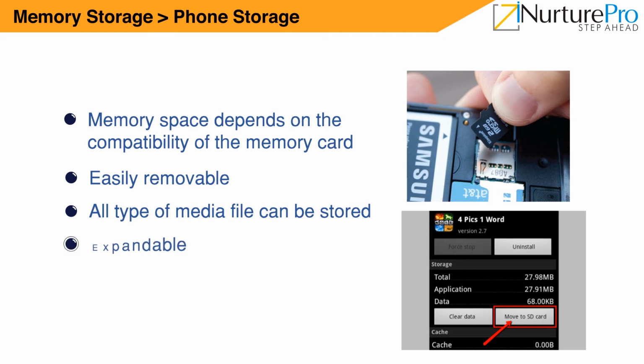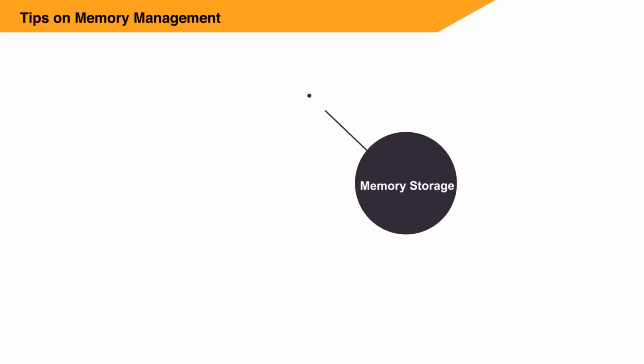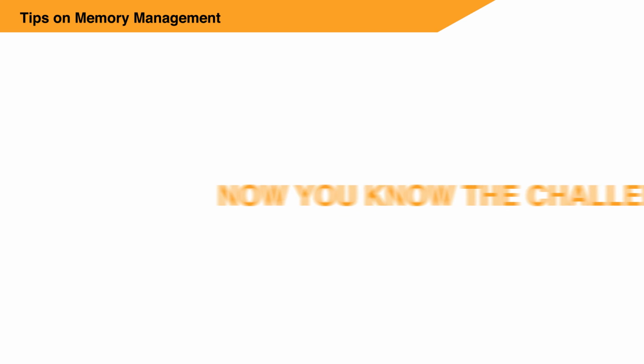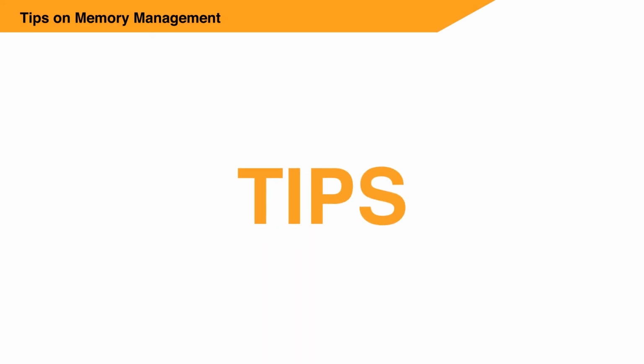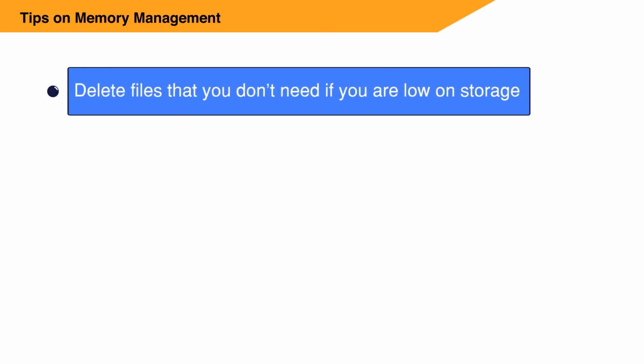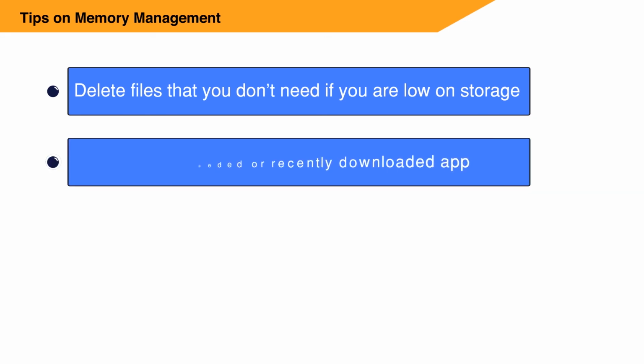So far we have learnt about types of memory and types of memory storage. We are now aware of the challenges that are present with respect to memory storage. We can overcome the challenges. Here are some of the important tips on memory management. Check your internal storage. If you are low on storage, delete any unneeded or recently downloaded app.